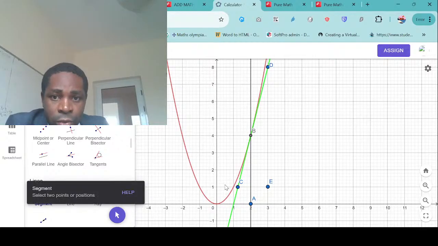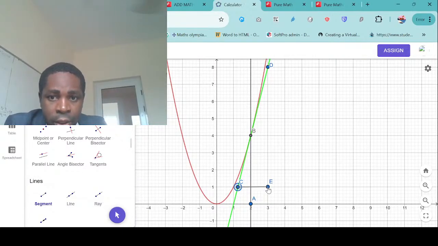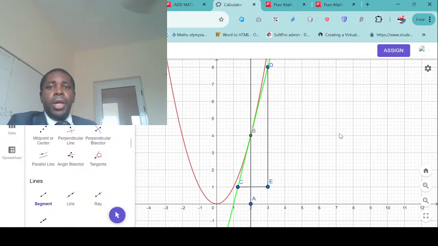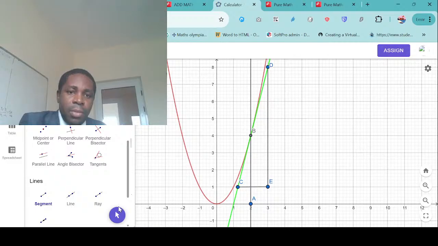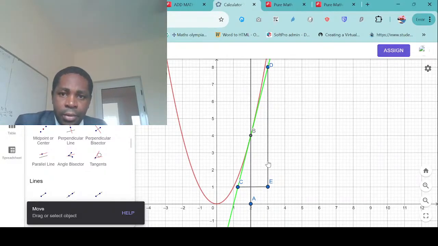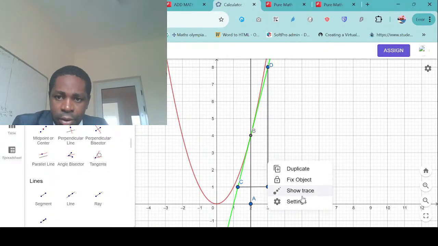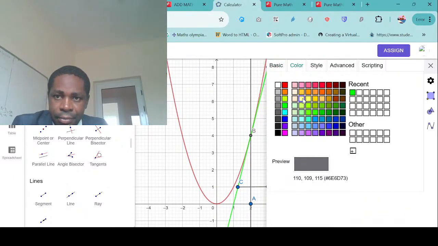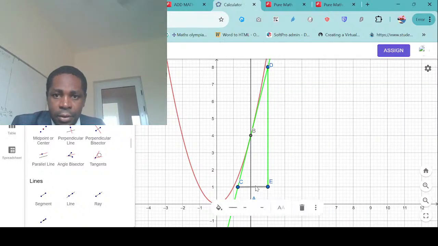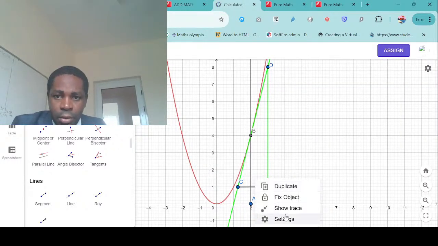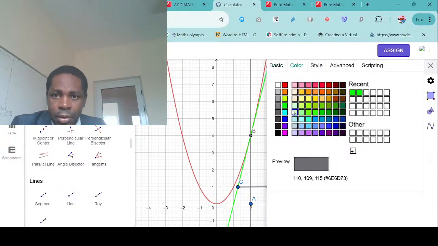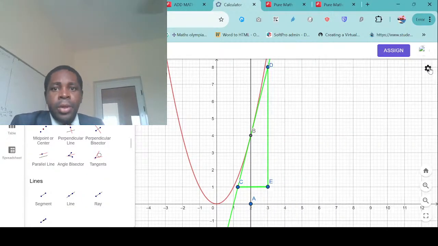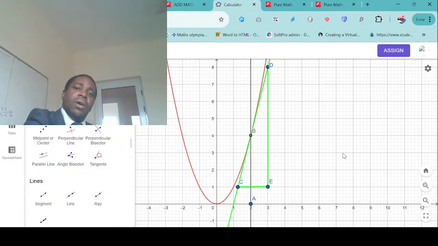This is a line segment. So I'm joining C to E. Are you seeing that? And E to D. Okay, so I've constructed my triangle. Let me color everything in green so that everything will be consistent with what we are learning. Hope you're following. So that's for that. Then for this, change this color to green.